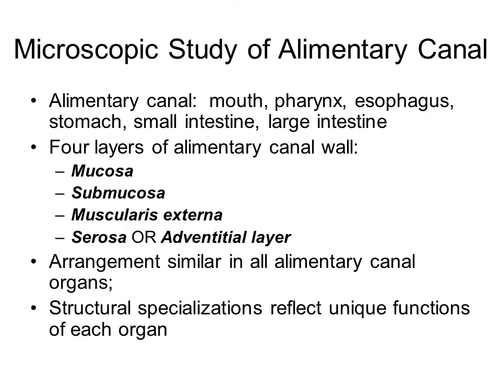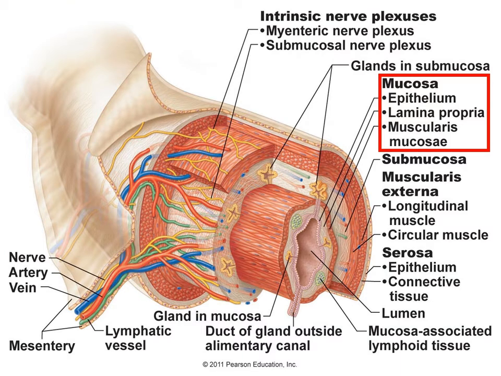When we look microscopically, just very briefly, at the digestive system, there are four different layers of the alimentary or digestive system canal wall. The mucosa, the submucosa, the muscularis externa, and then depending on where you're at, either the serosa or the adventitia layer. The arrangement is very similar, but each one is going to have specialized structures that help assist with the unique functions of that particular portion of the system.